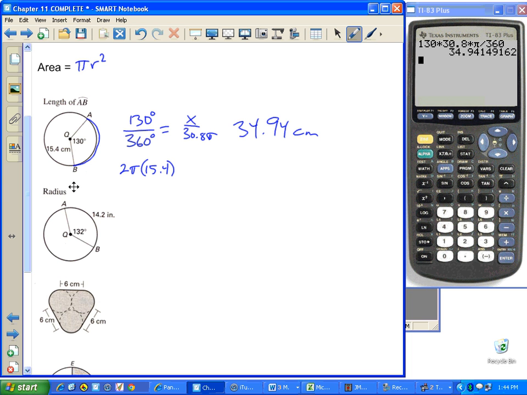Let's see. Now we want to find the radius. Well, they gave me degrees, so again, I know I have 132 degrees out of a total 360 degrees. And they gave me the length of AB, so I know I have 14.2 inches out of the total circle length, which would be 2 pi r. So I'm trying to solve for r.